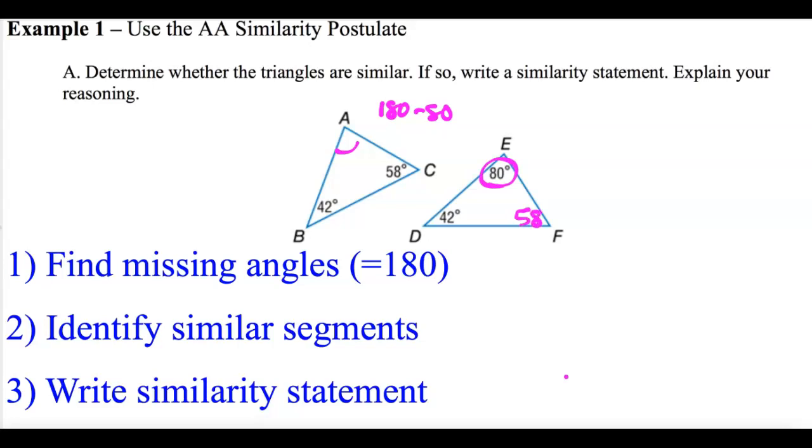So if we want to write a similarity statement, we would have to go in the same order. So let's go from small, medium to large angle size. So we'll go triangle B, C, A is similar to triangle, and again we're going to start with 42, go to 58, so D, F, E.